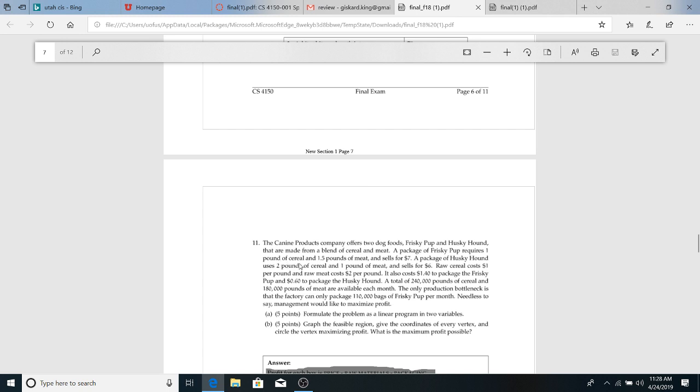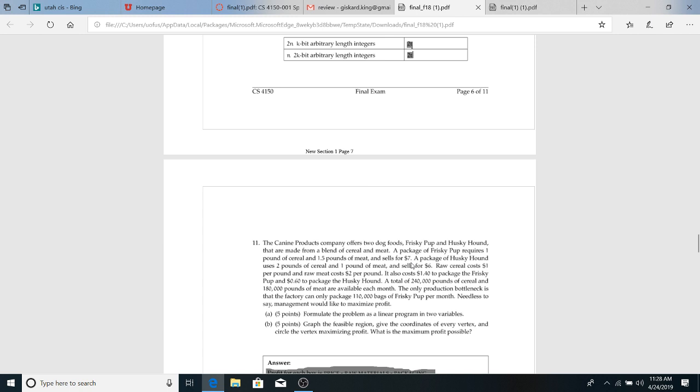requires 1 pound of cereal and half a pound of meat, and sells for $7, right? Okay. And then we have a dog food H, which uses 2 pounds of cereal and 1 pound of meat and sells for $6. Right? So the $6 and $7 is probably going to relate to our optimization statement, and then these quantities of meat and cereal are going to be constraints, right? Then you have a cost for cereal and a cost for meat, and then we have a packaging cost as well, right?